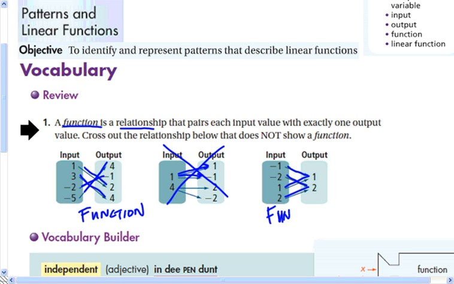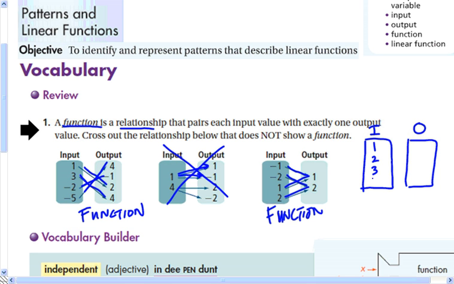Let me give you a couple more examples. Let's say I have this for my input, and my output I have this. Let's say I have 1, 2, 3, and 4 for all my inputs, and I only have one number for my output, 5. So I'm going to pair 1 with 5, 2 with 5, 3 with 5, and 4 with 5. But notice there's just one line from each input to the output. That is a function.